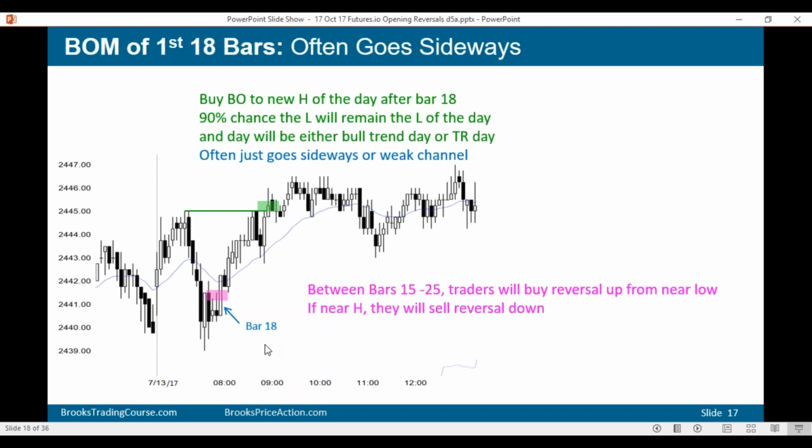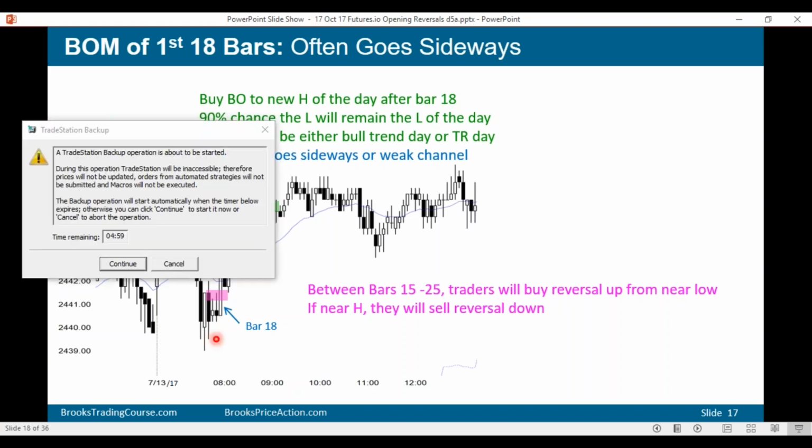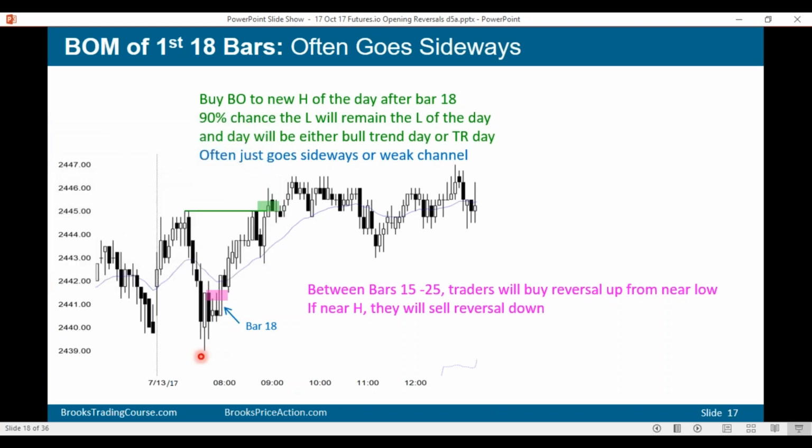Once the market gets to around bar 18, you know, bar 15, bar 20, bar 25, somewhere around there, if it's near the low of the day, traders will buy for a reversal up, hoping to get a breakout above the 18 bar range. If instead the market is near the high of the day, around bar 18, they'll sell for a reversal down, hoping to get a breakout below the low of the day and a measured move down.